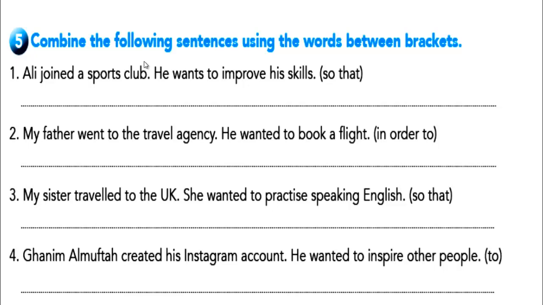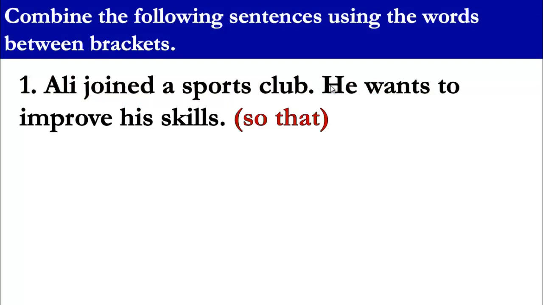Let's try the first one here. Ali joined a sports club. He wants to improve his skills. Let's go together to the next slide to practice them. Okay, Ali joined a sports club. He wants to improve his skills. What should we use here to link or join them? So that. You are going to put so that in the middle. After so that, you have to use a subject. After the subject, you are going to use can or could. Remove wants to and use the infinitive directly.